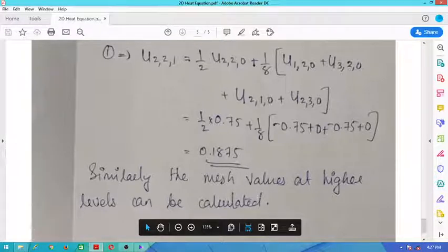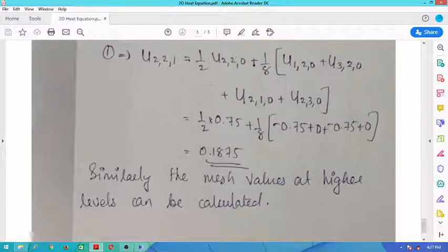In the problem we require to calculate only the values in one time interval, hence we have done. If we require the values in the higher levels, in the similar approach we can calculate point by point in the next level. Now in this level all the required values are obtained, hence the solution.